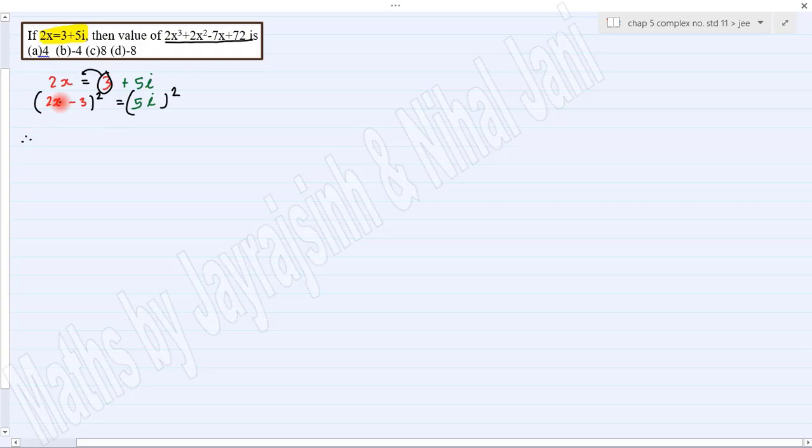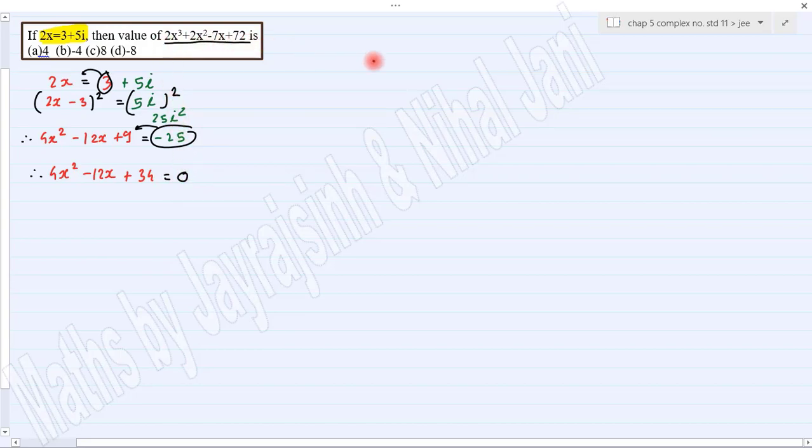So on the left hand side, we have to use the expansion. So it will be 4x square minus 12x plus 9 is equal to 5i the whole square, or we can say 25i square. But we know that i square is minus 1, so we will get minus 25. So finally, if you take minus 25 on the left hand side, you will get 4x square minus 12x plus 9 plus 25, or we can say 34, is equal to 0.